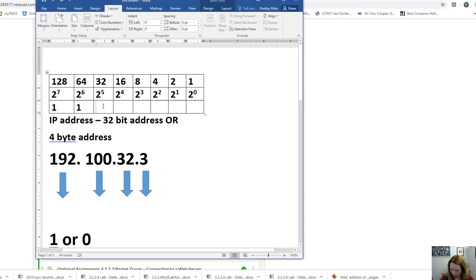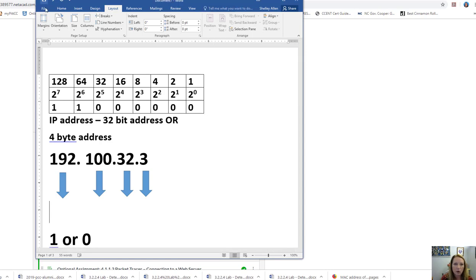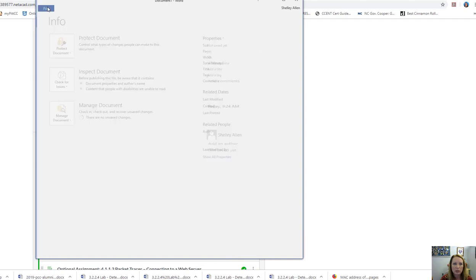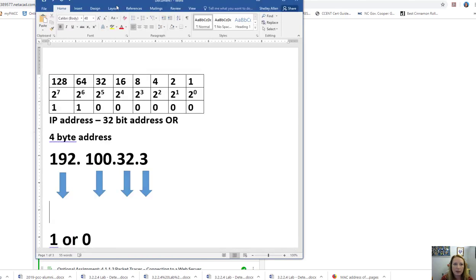Okay, now because I have my 192, 1, 1, 0, 0, 0, 0, 0, 0. So that is the address for, oops, sorry about that. That's the address for this particular number. So 192 equals this number.